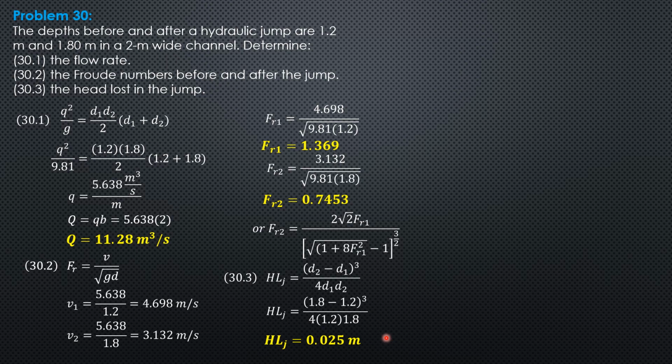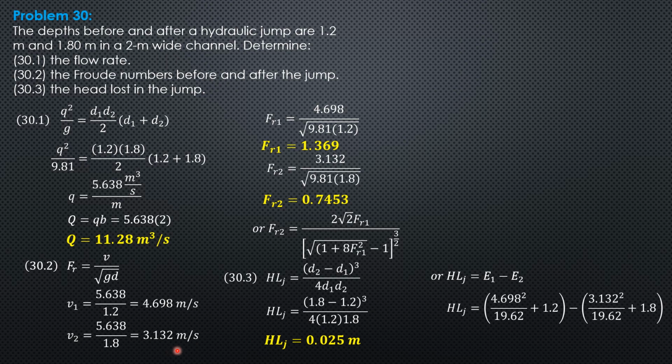Another way, if you cannot recall that, is specific energy at 1 minus specific energy at 2. Anyway, we already computed the velocities. So head loss in the jump is quantity 4.698 squared over 19.62 plus 1.2 minus quantity 3.132 squared over 19.62 plus 1.8, depth 2. So the head loss in that jump will also give us 0.025 meter.